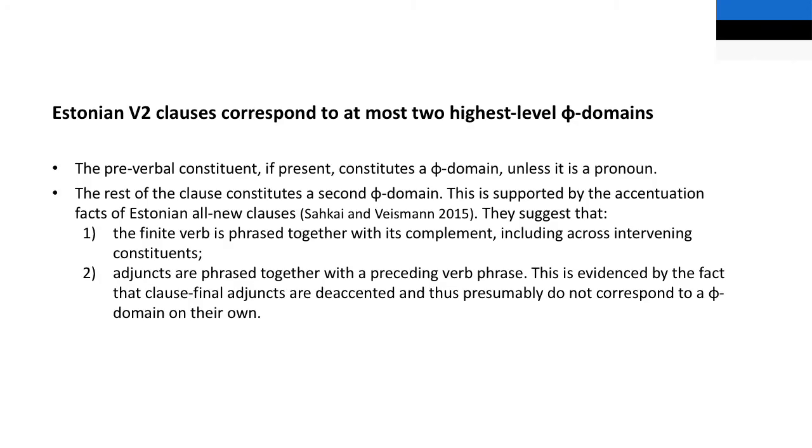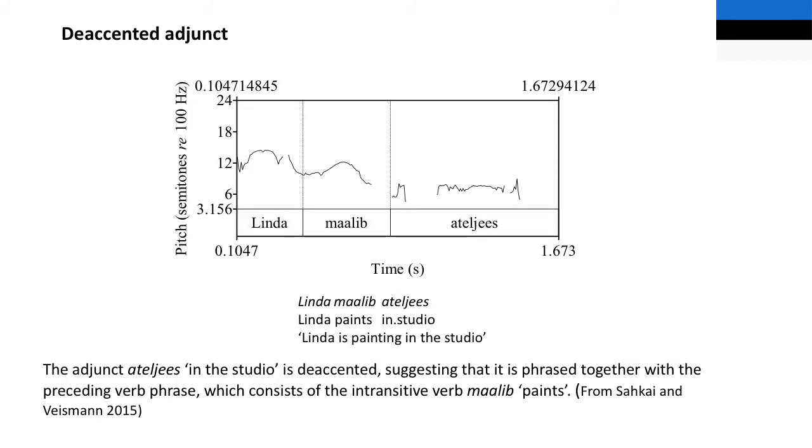Secondly, the accentuation facts suggest that adjuncts are phrased together with a preceding verb phrase. This is evidenced by the fact that clause final adjuncts are deaccented and thus presumably do not correspond to a phi domain on their own. The deaccentuation of clause final adjuncts is illustrated in this figure.